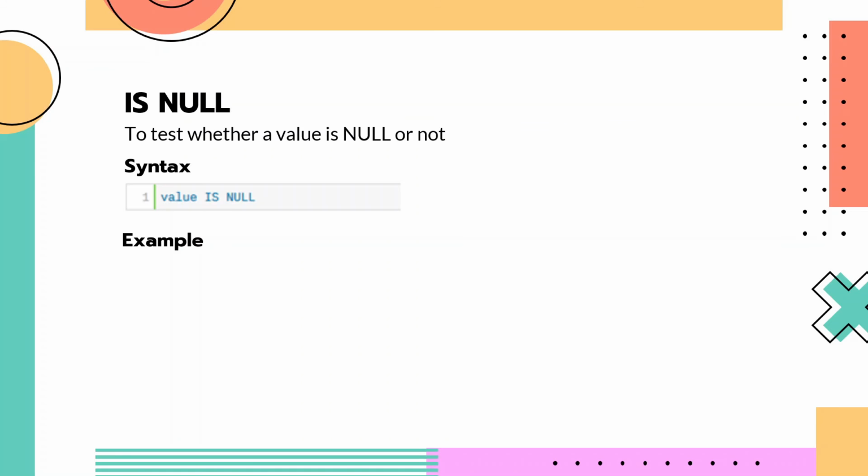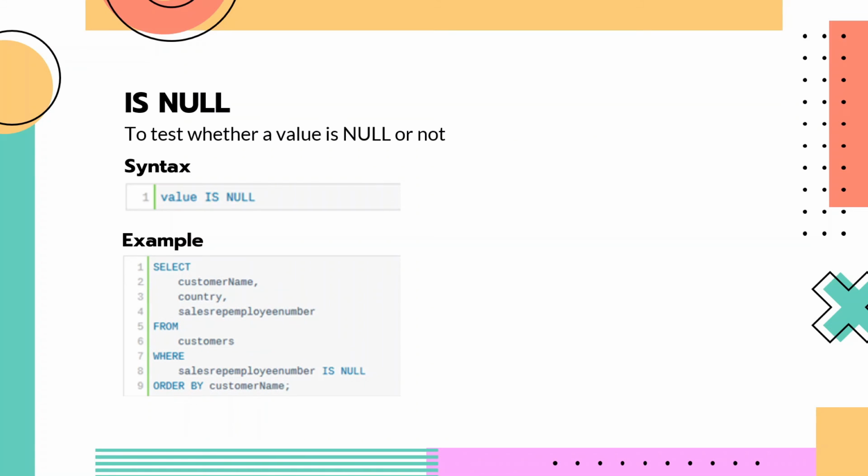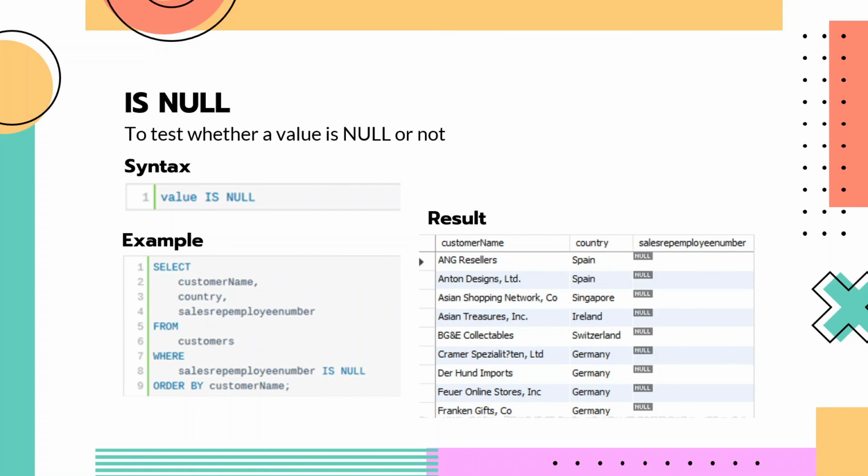On the left side, this image illustrates an example using the IS NULL operator. Select customerName, country, salesRepEmployeeNumber from customers where salesRepEmployeeNumber IS NULL order by customerName. And we can see the result on the right side. So the syntax will return the data if salesRepEmployeeNumber is null, and we order the data by customerName in ascending order.